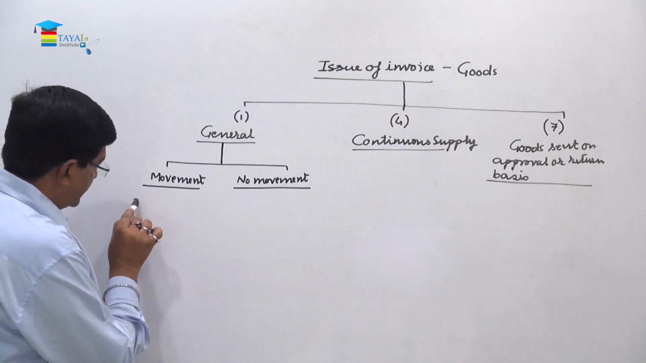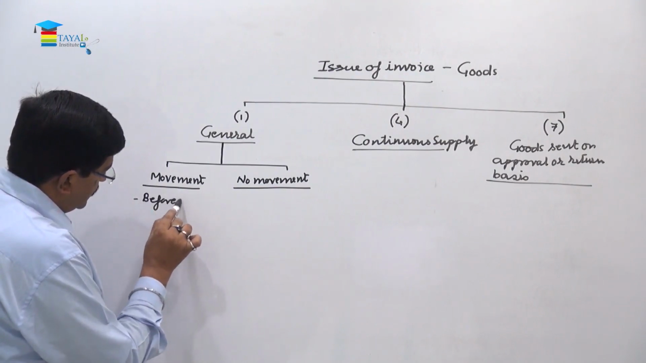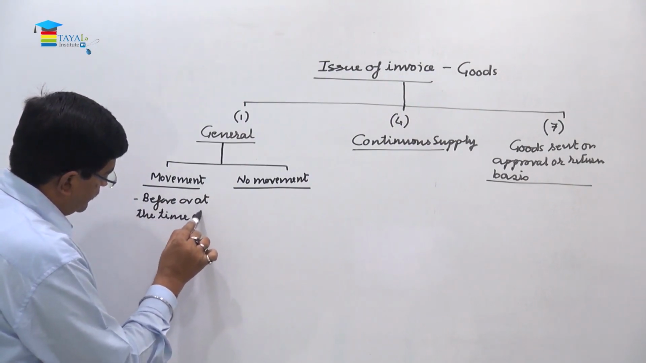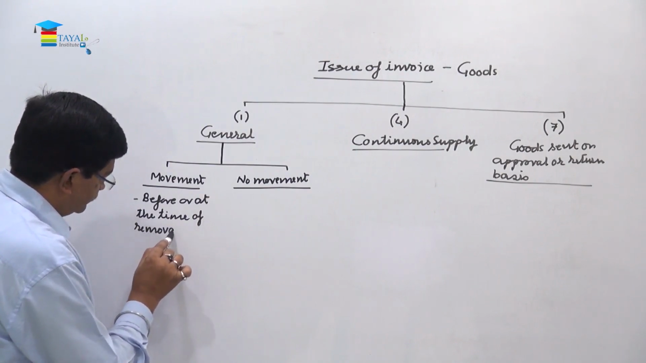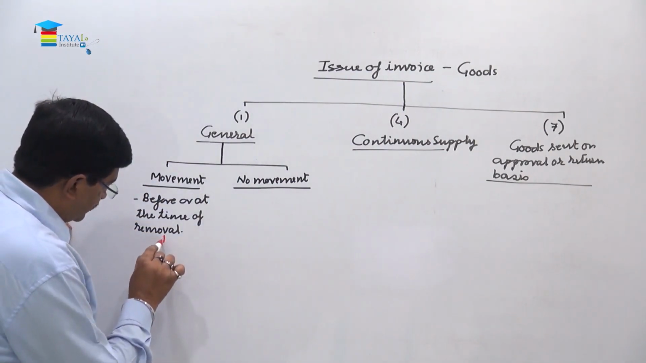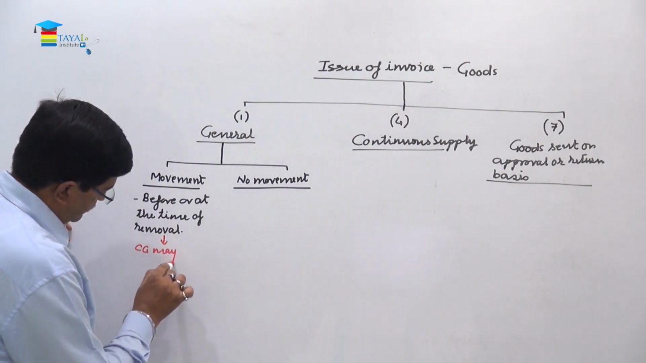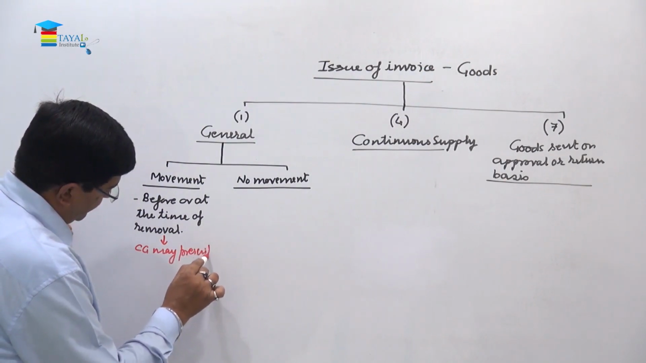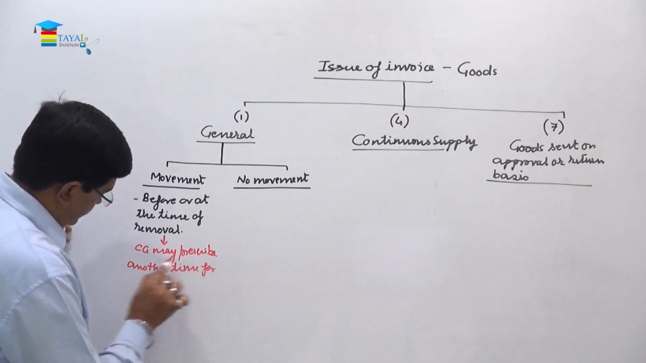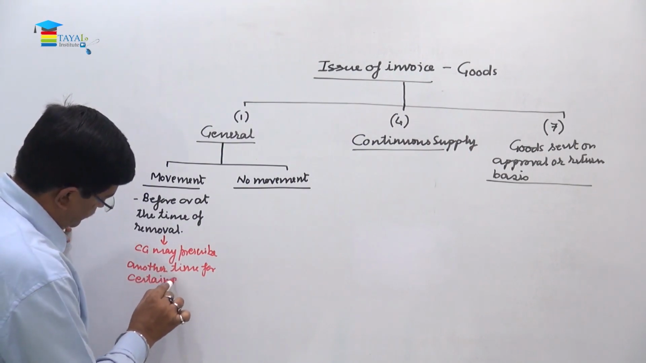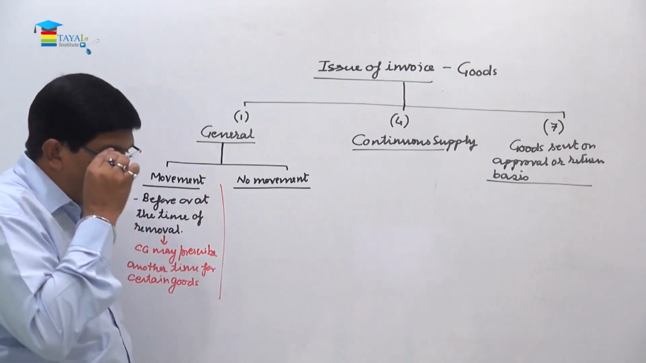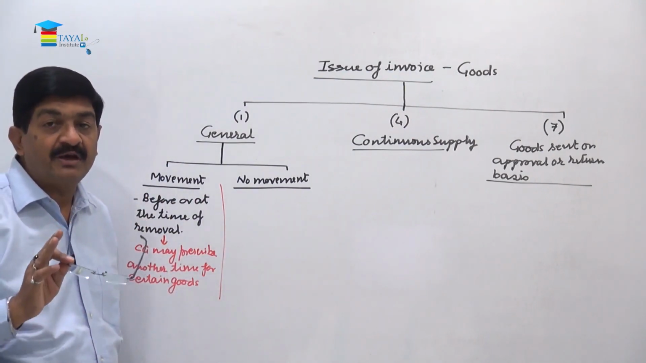So in this case, before or at the time of removal. Before or at the time of removal. But this is subject to a proviso: the Central Government may prescribe another time for certain goods. Right? Now friends, the question of the tax invoice is relevant only if the supplier is already a registered person.